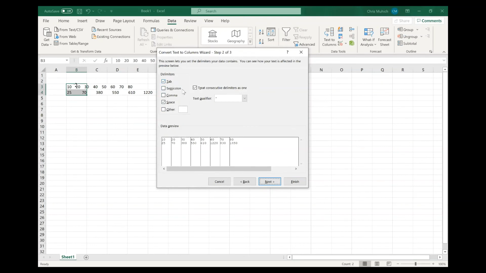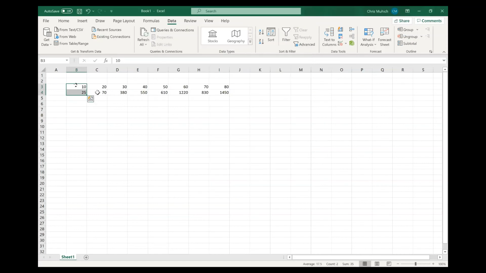I can have a tab delimited file, a semicolon delimited file, comma delimited, space delimited, or anything else. I get to see a preview of my data, which is going to look like this. This is exactly what I want, so I can click finish. I now have the data shown here, where each value is in its own column.